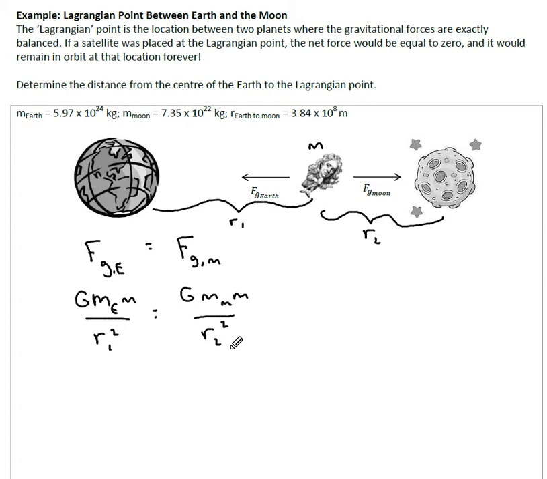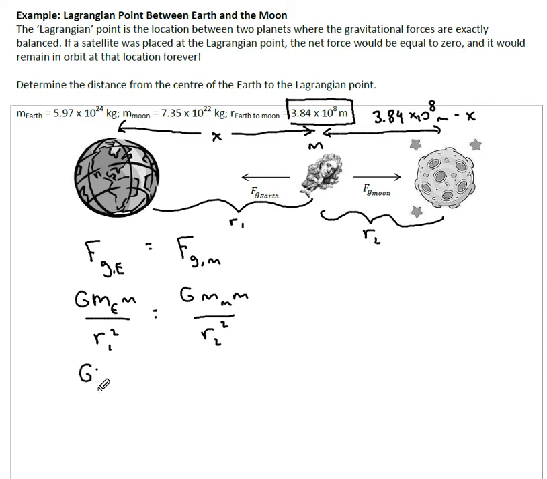Now right now there are too many variables, so we have to somehow relate the two together. The radius from the Earth to the Moon is 3.84 times 10 to the 8 meters. So what I can do is define this distance, the Earth to the object, as a distance x. If the Earth to the object is x, then the object to the Moon would be 3.84 times 10 to the 8 meters minus x. So now we end up with a single equation with only a single variable.